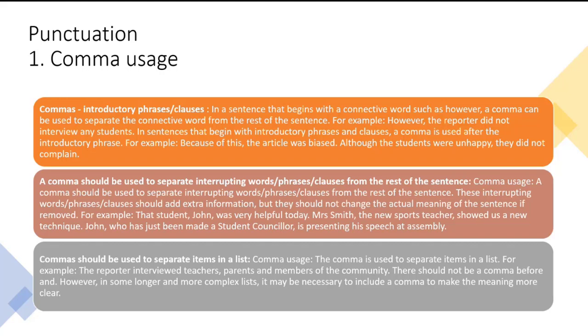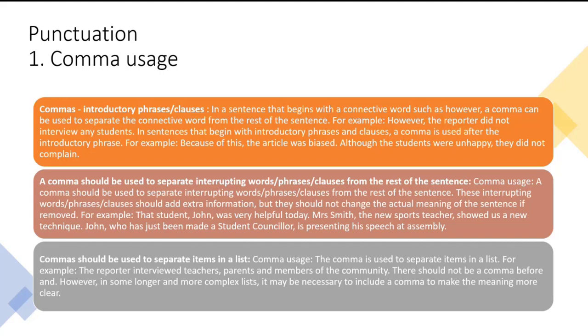That student, John, was very helpful today. Now, what I want you to do is to read this sentence again without John and see if it makes sense. That student was very helpful today. The subject is student, the verb is was, and we have the object, right? Helpful. So you see that if we take out John, this sentence will still make sense. The reader will still be able to understand what the sentence means.